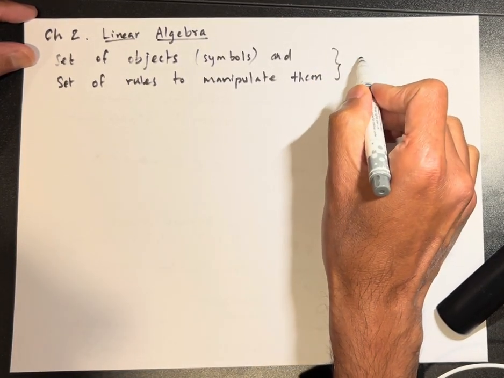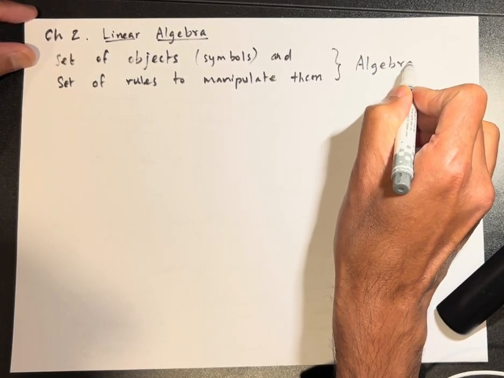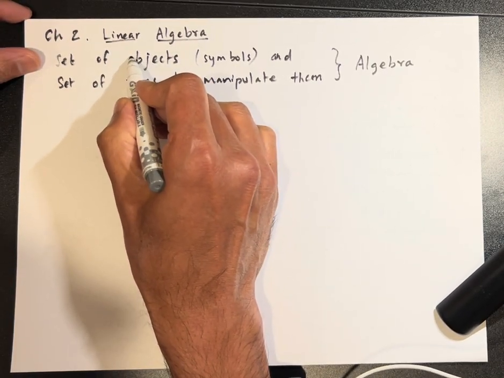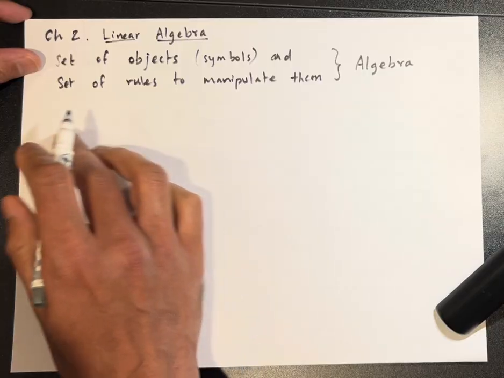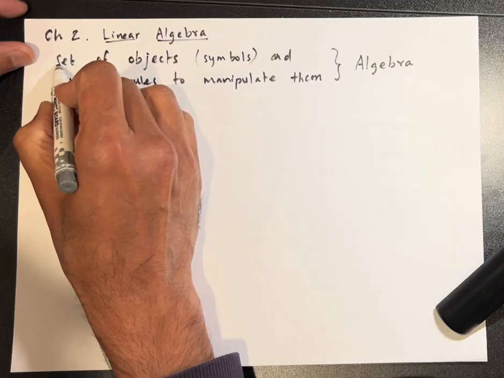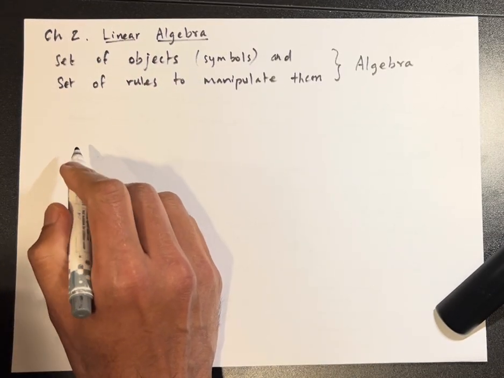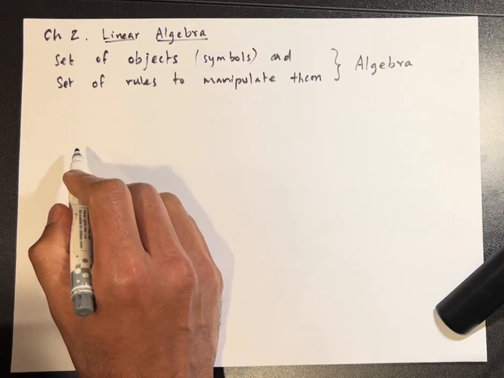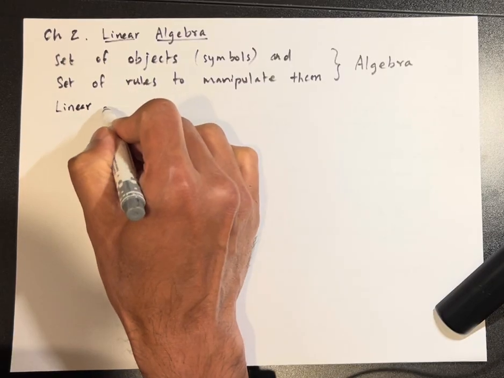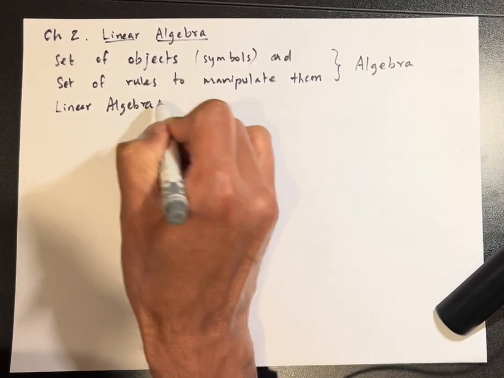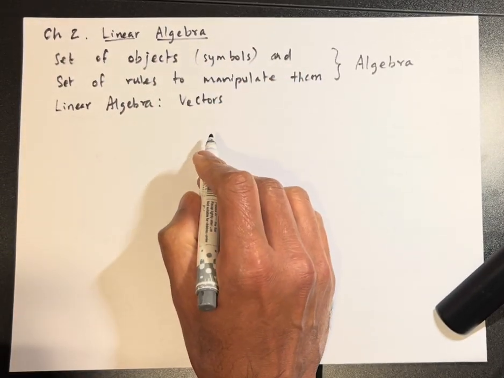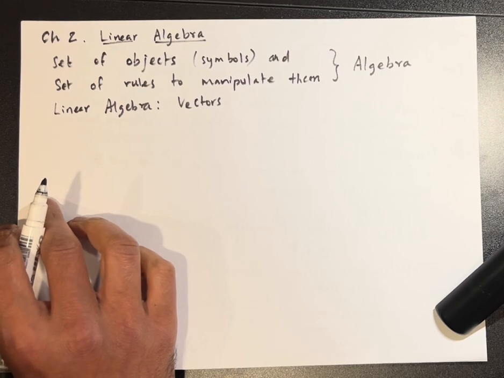These two together in mathematics is known as an algebra, right? So we are familiar with numbers, like natural numbers, counting numbers, and we have rules like addition, multiplication, and so on. So that's like an algebra. Now linear algebra is the study of vectors and certain rules to manipulate vectors. So it's about vectors. Vectors are the objects, and then what rules apply to them for manipulation.